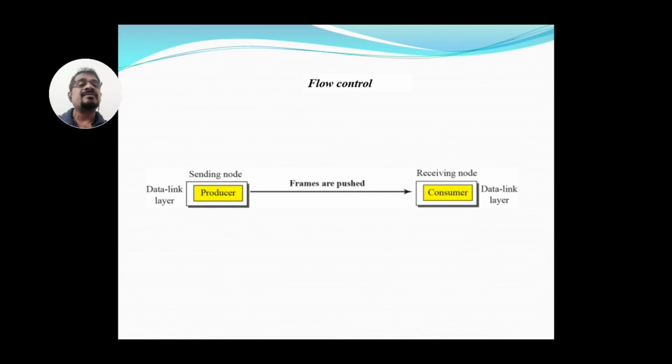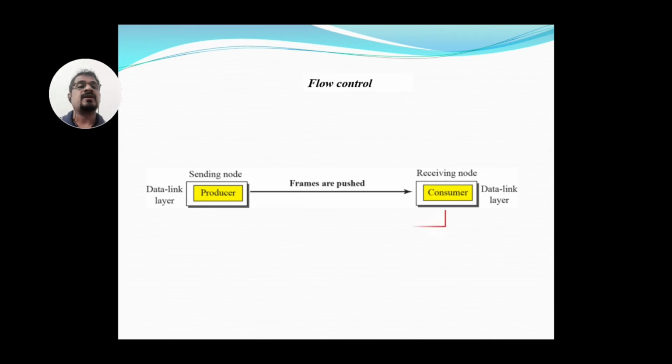But the receiver side may not be able to receive that. It is not capable of receiving 100 frames per second. It can accept only 50 frames per second. In that case, what will happen? Without knowing that, if the producer keeps on sending data, at some stage the frames may get lost. Because of that data loss, the producer will receive a negative acknowledgement and has to resend.